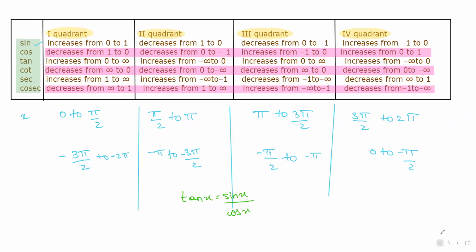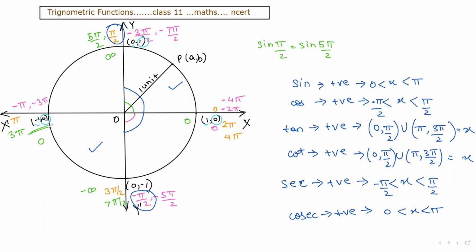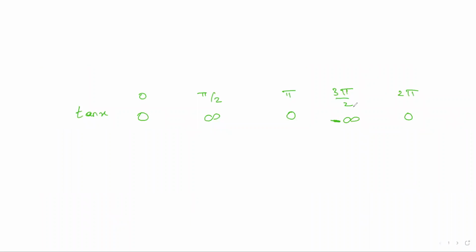Hold on, there's a shift over here. It increases from minus infinity to 0. Okay, this is not explainable with the help of this, right? This minus infinity part cannot be explained over here using simply this, right? Sorry about that.